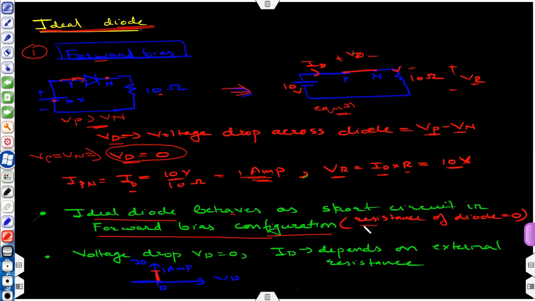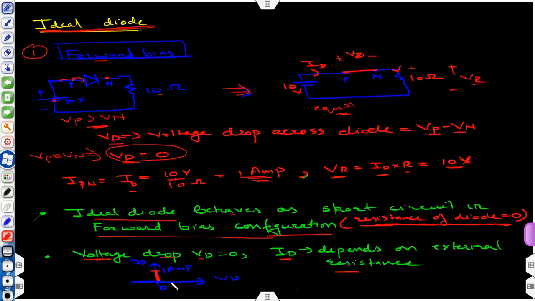What I mean to say is that the resistance of the diode will be zero whenever it is in forward bias condition. The resistance of the diode is zero. The second thing is that the voltage drop across the diode VD will be zero, and ID depends on the external resistance. Whatever the value of R, V by R will be the value of ID.